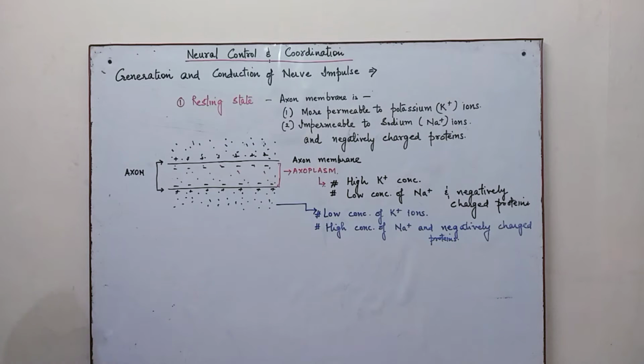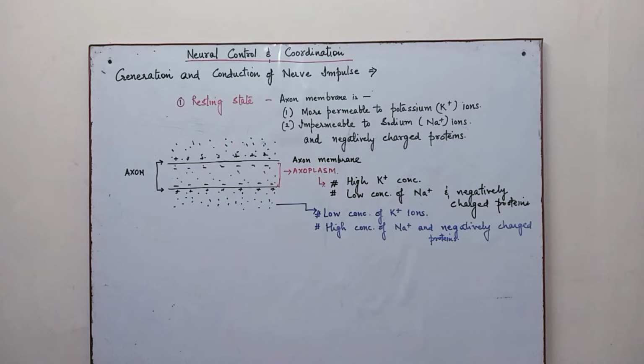In this video, we'll be talking about how nerve impulses are conducted through a neuron. When we talk of a neuron, it is the structural and functional unit of the nervous system, or the neural system, because it is this structure that allows the conduction of the nerve impulse.